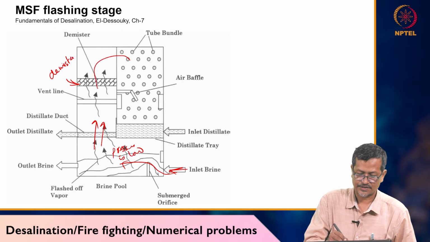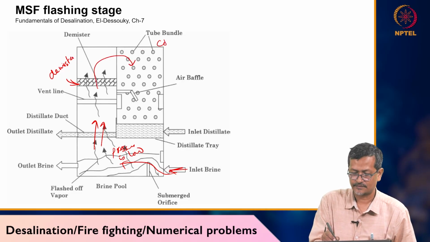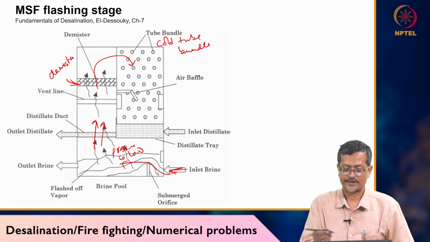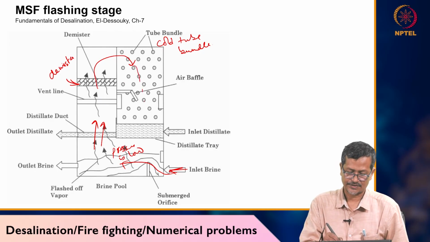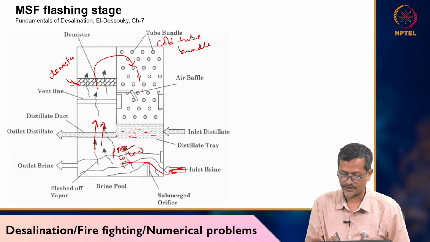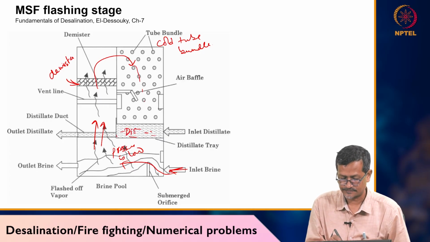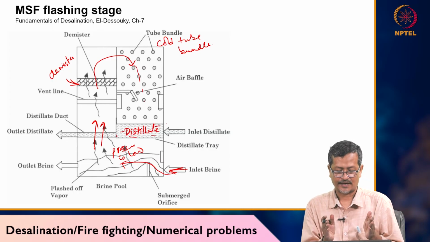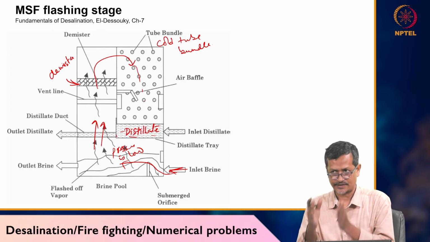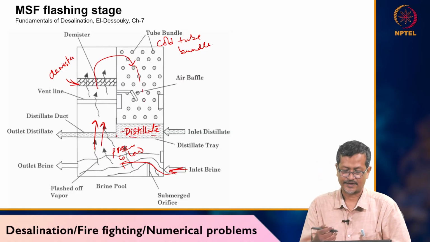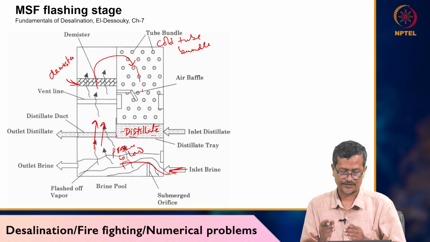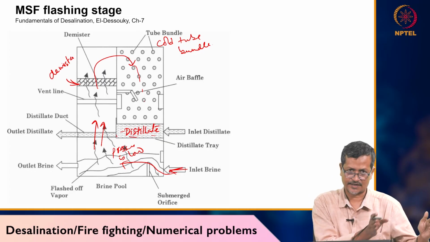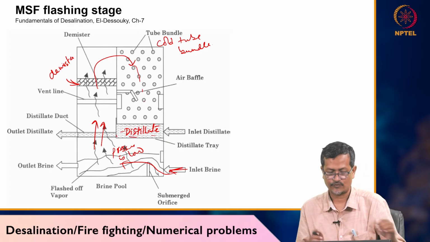Then this steam will be passing through this cold tube bundle, and when cold tube bundles are there, steam will be condensed and will be creating one layer here. That condensed steam you take as distillate. This is one single stage, and if you have multiple stages, then again you can create another stage. You take distillate, and whatever remaining brine is there, you send to another stage, so that way you collect a lot of water.